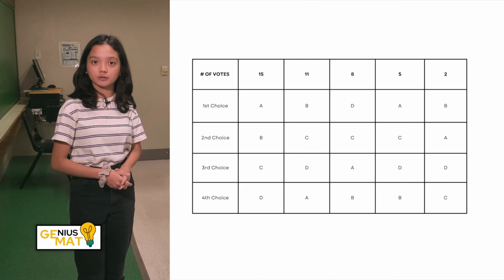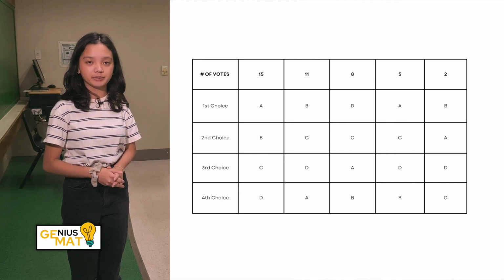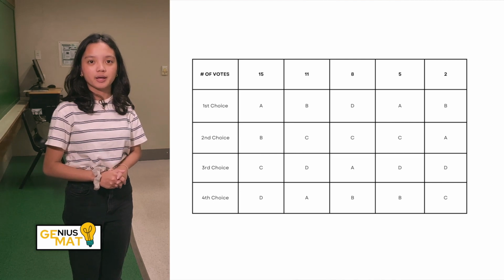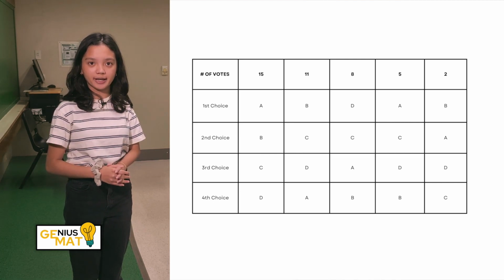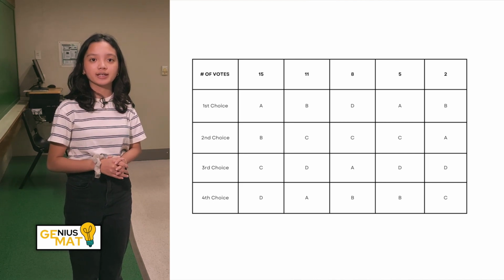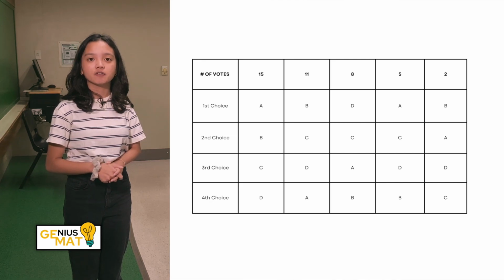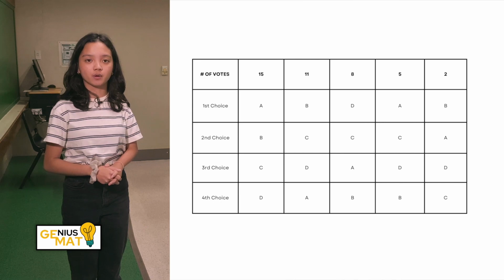So for the first column, A will get 15 points because it came first before the letter B. For the next column, B will get 11 points because it came first before the letter A. Then A would get 8 points for the next round. A would get 5 points. And lastly, for the last column, B would get 2 points because it came first before A.